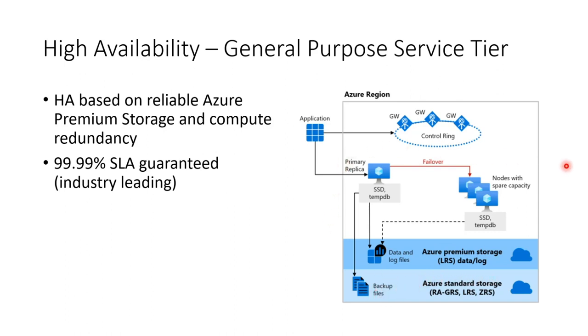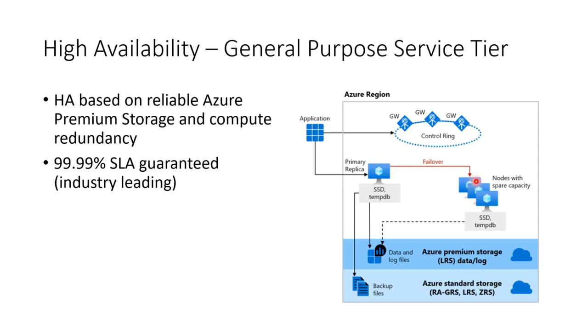Then there's the compute layer in the middle, and in the general purpose service tier, it's based on the single compute VM hosting the primary replica of the managed instance and the set of nodes with spare capacity in the same virtual cluster. So in case this machine needs to go down for whatever reason, it could be a planned event such as rolling out the latest updates, or it could be an unplanned event such as hardware malfunction. The database instance will be moved to one of the nodes with spare capacity, and there's going to be essentially a small downtime event during this period.